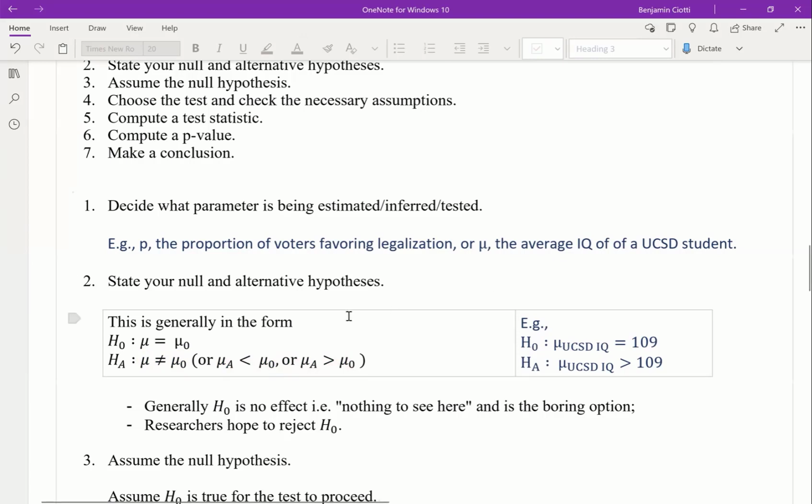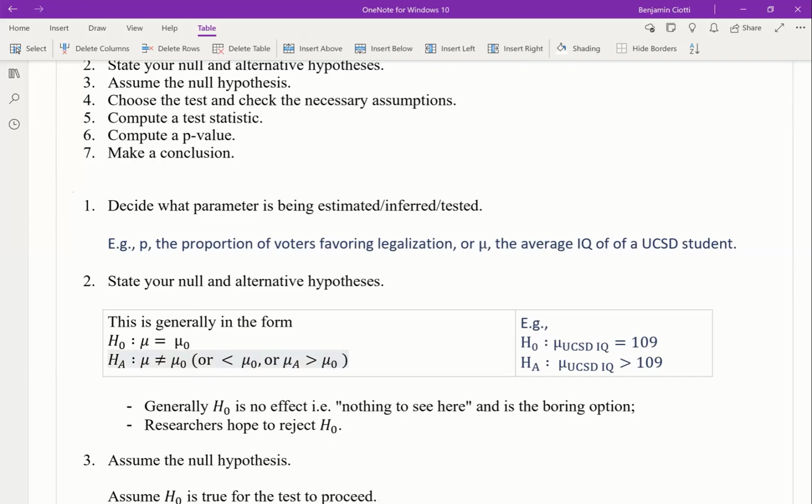Oh, wait. Oh, crap. There's typos here. What is that? Mu sub a. That doesn't even exist. Forget you saw that. Gotta fix this here. Okay. Just wipe that little typo from your memory.